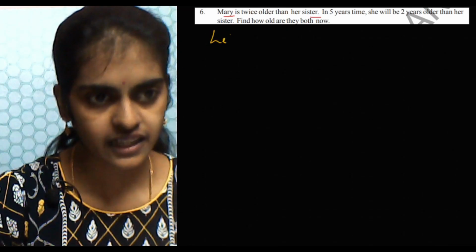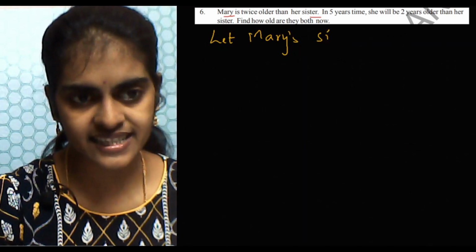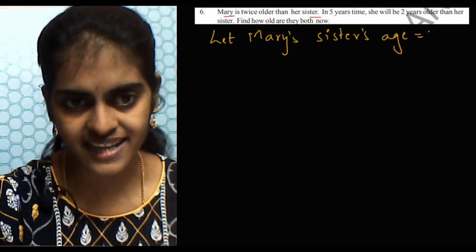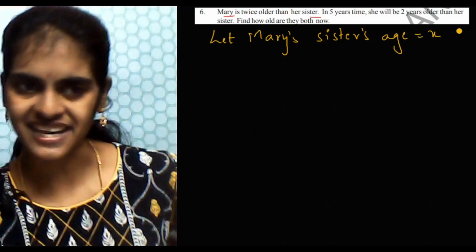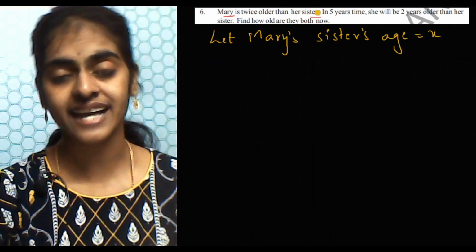So I'm taking Mary's sister's age as X, because Mary's age is compared with her sister's age. Okay, now see what is the condition. Mary is twice older than her sister.